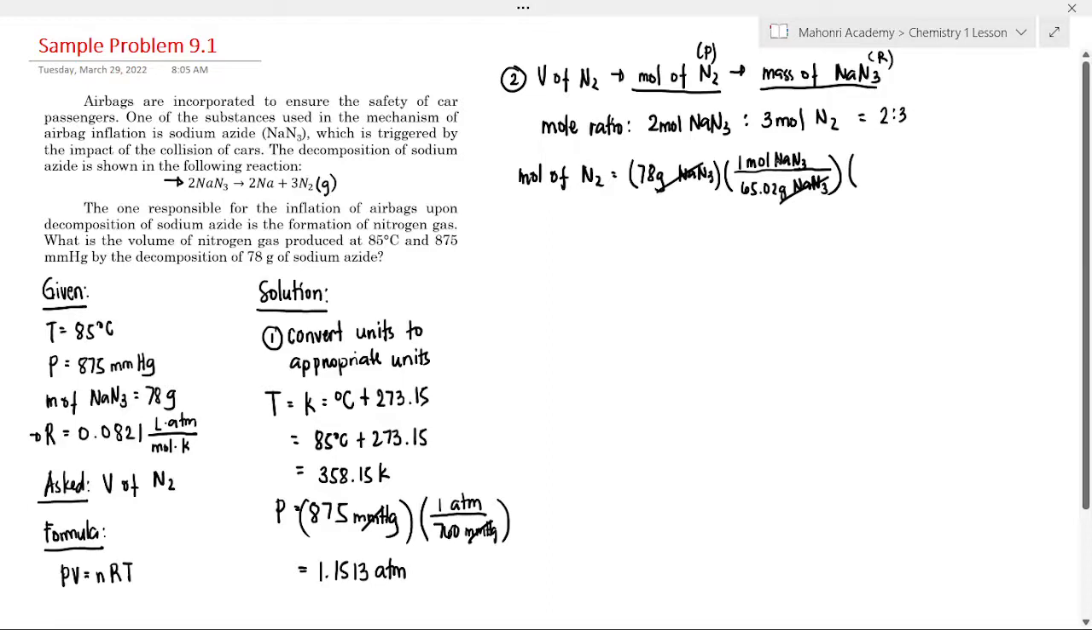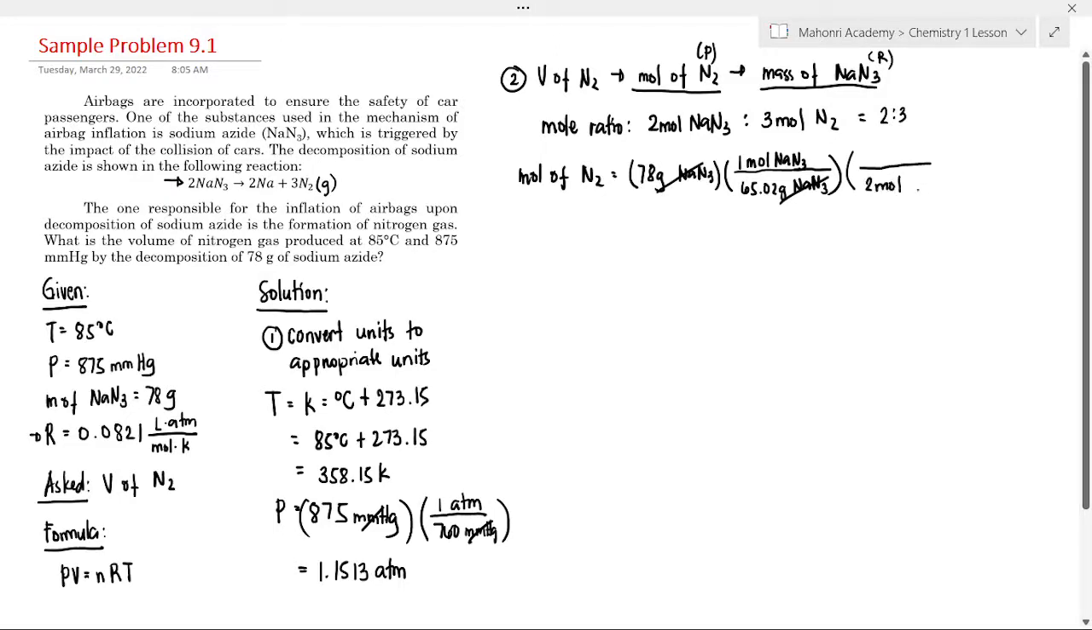So now from moles of NaN3, you can change this into moles of N2. And you will get that from your mole ratio, or the relationship between your reactant and your product, which in this case is, for every 2 moles, we would have to put the moles of NaN3 at the bottom.